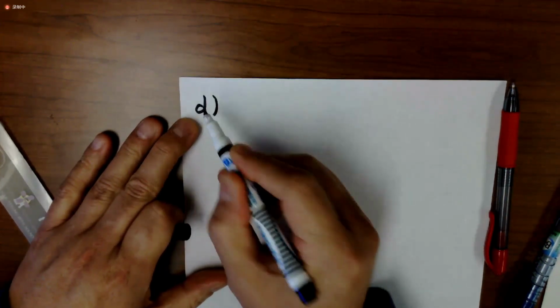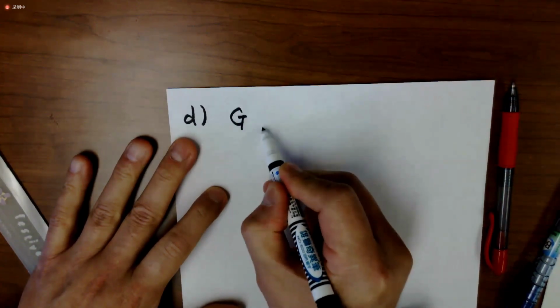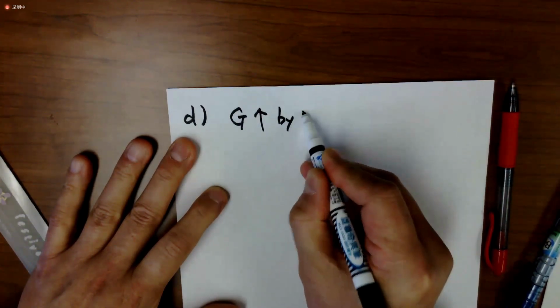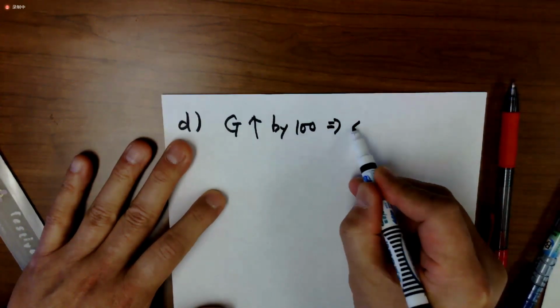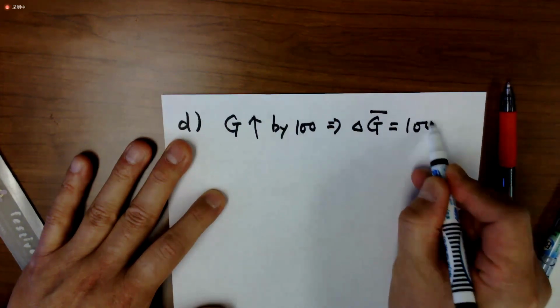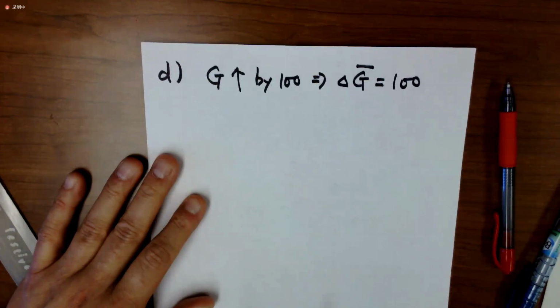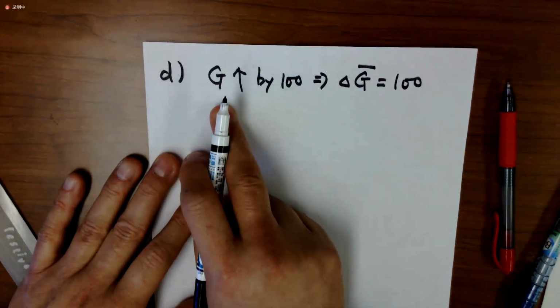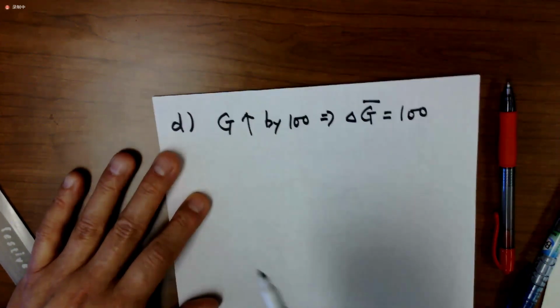So the final question is part D, which is asking, suppose government spending goes up by 100. Therefore, notation wise, we're saying change in G bar is equal to 100. That's a notation. So we want to find out, suppose there's an increase in government spending by 100. What happened to the economy's output?